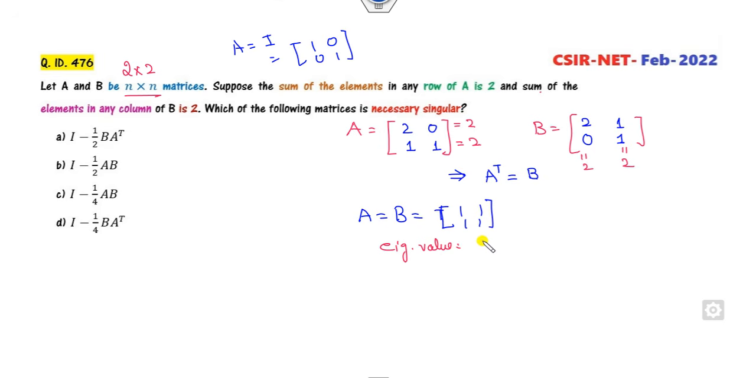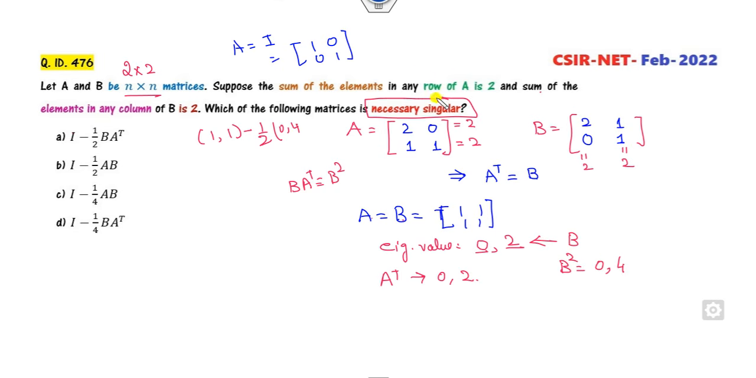So clearly, the rank is 1, so one eigenvalue is 0. The sum of the eigenvalues is 2, so the other value is 2. Fine. So A has eigenvalue 0, A has eigenvalue 2. What about the transpose? We all know that transpose has the same eigenvalues. What is the eigenvalue of A transpose, B? The eigenvalue of A is equal to B. So what is the eigenvalue of the B square? 0, 4.